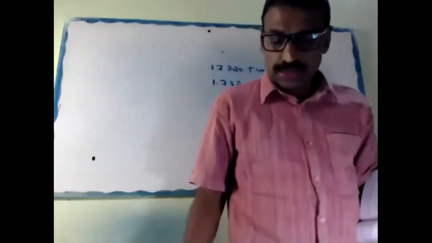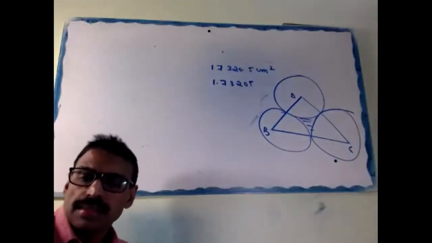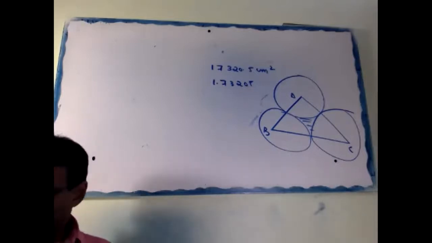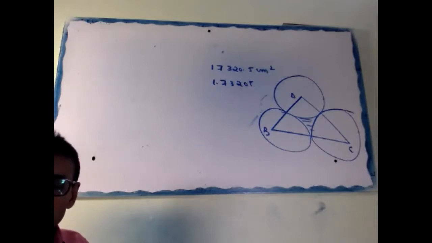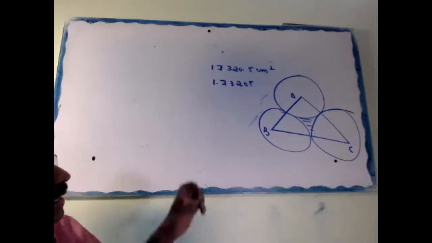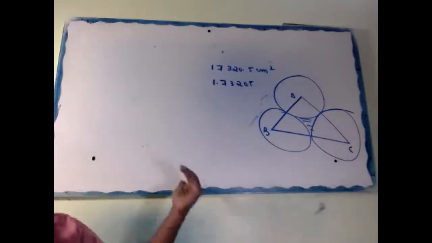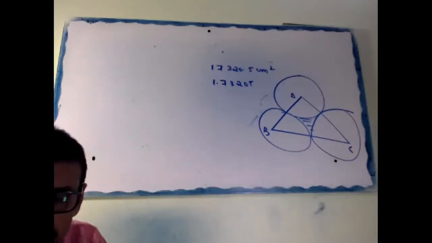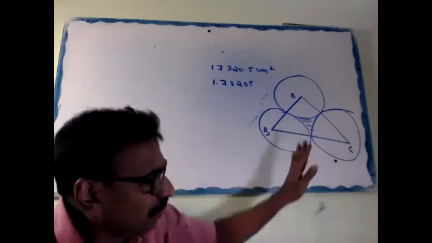I think the question is understood, no? Question clear or not? ABC is an equilateral triangle. The area is 17320.5. Then three circles are drawn with centers A, B, C. The radius is equal to half of the side. Then find the area of the shaded region. This area you have to find out.